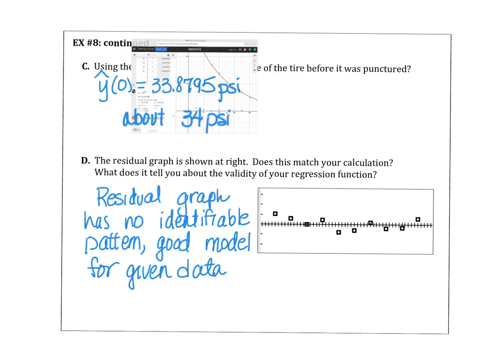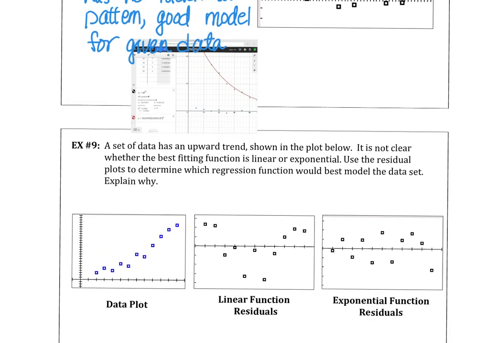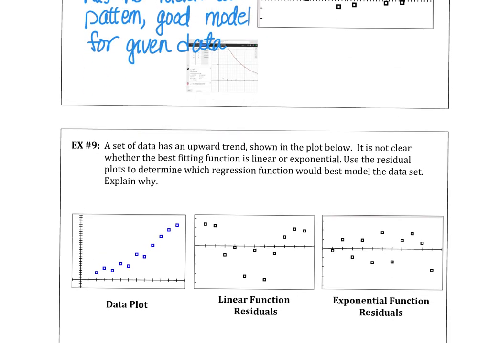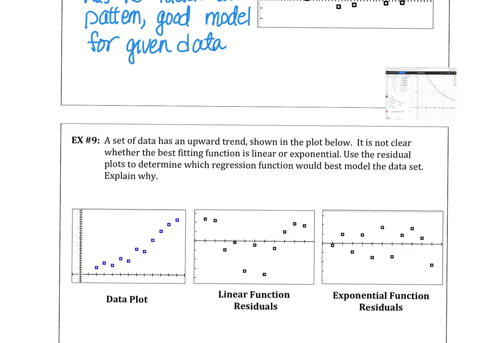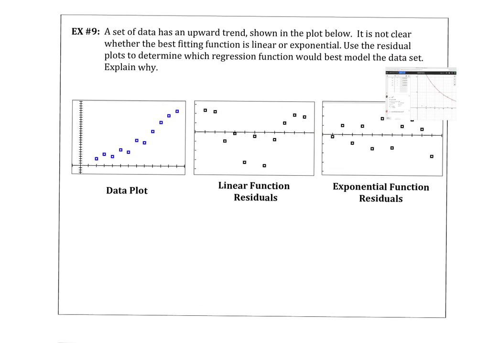For example 9, they're giving us a set of data that has an upward trend shown in the plot below, and it's not clear whether the best fit function is linear or exponential. And our job is to use the residual plot to determine which regression function would be best to model the data set. So looking at the first one, the linear function residuals, those seem to have a pattern there.